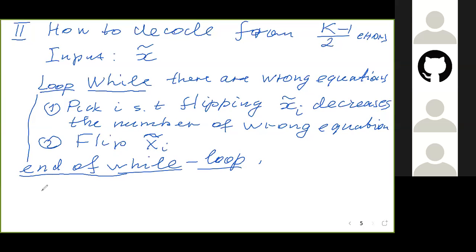After that, we will obtain some code word, and we will prove that this is actually the code word we were looking for. More precisely, we will prove that the distance between the initial code word and the resulting code word is at most k. And we know that the distance between different code words is larger than k, so that means that our code word is the code word we were looking for.